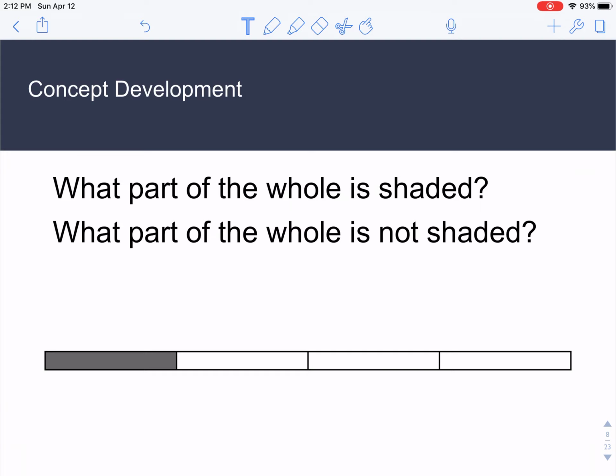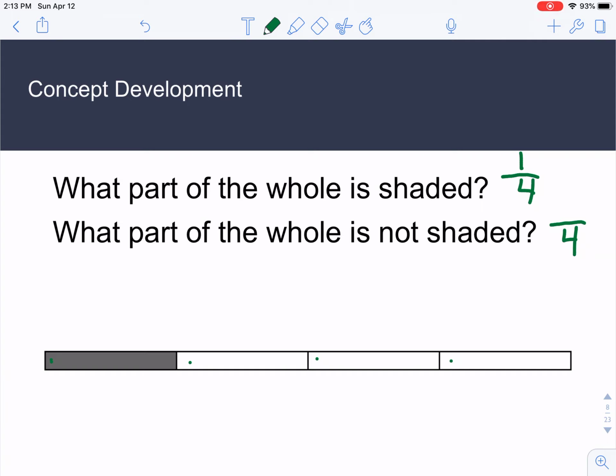Okay, let's move on. Concept development. What part of the whole is shaded? What part of the whole is not shaded? Let's first write our fraction of the whole that is shaded. So step 1, fraction bar. Step 2 is denominator down. How many equal parts? It looks like we have 1, 2, 3, 4 equal parts. Now I am going to go ahead and put 4 as my denominator here because we just learned a couple slides back that no matter if the equal part is shaded or unshaded, it still counts as an equal part. Okay, now what part of the whole is shaded? Well, I know that 1 equal part is shaded, so I know that 1/4 of the whole is shaded.